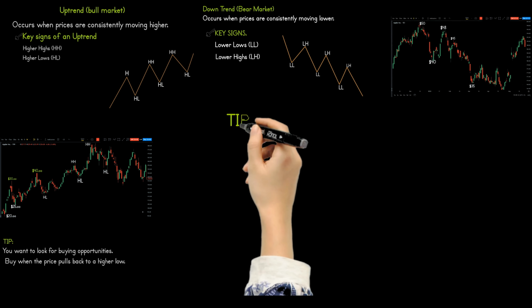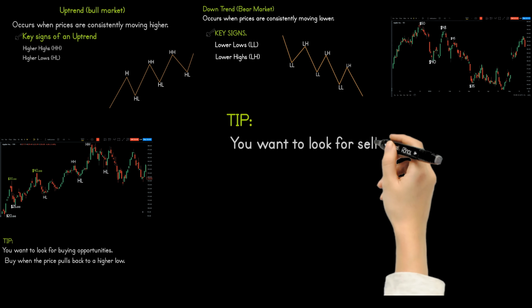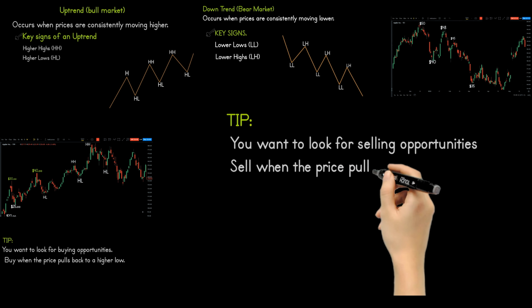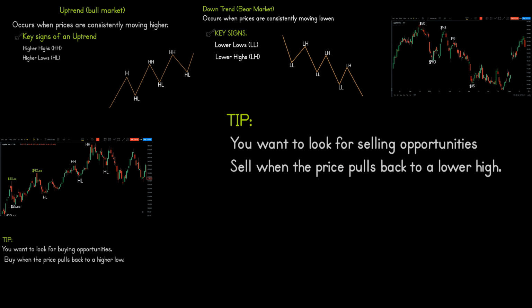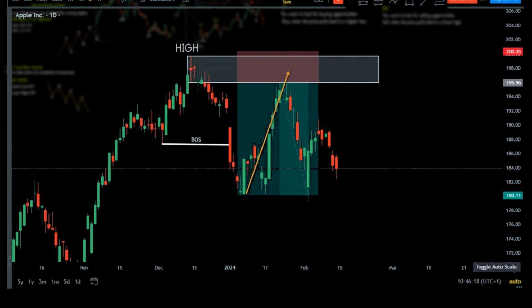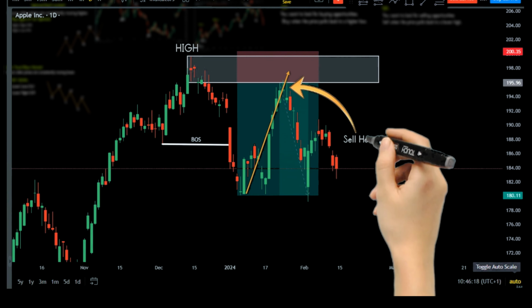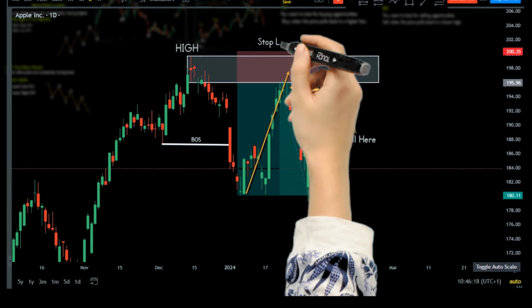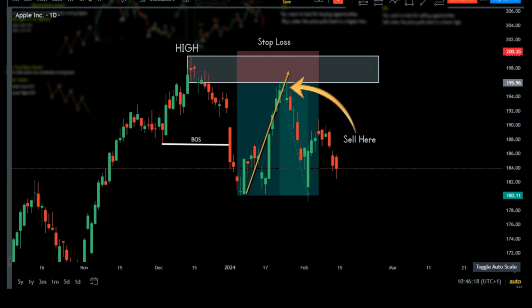Tip for trading a downtrend. In a downtrend, you want to look for selling opportunities. If you sell when the price pulls back to a lower high, you're getting in at a good point to profit as the market continues downward. How to trade a downtrend. Look for pullbacks to the lower high. Enter your trade when the price starts to fall from the lower high. Place your stop loss just above the lower high.